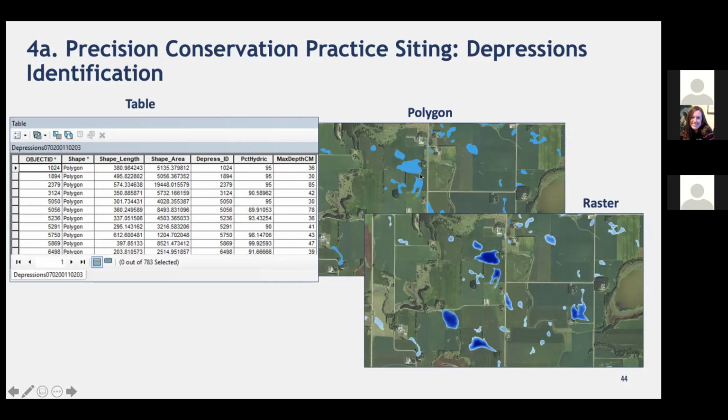You can see the polygon output from this step, so identifying those depressions, as well as the raster output. And again, that raster can be really useful because it can demonstrate depressions where the depth is greater, so this depression here in the center, versus areas where we might have a shallower depression. So for example, out in the northwest corner of this image.